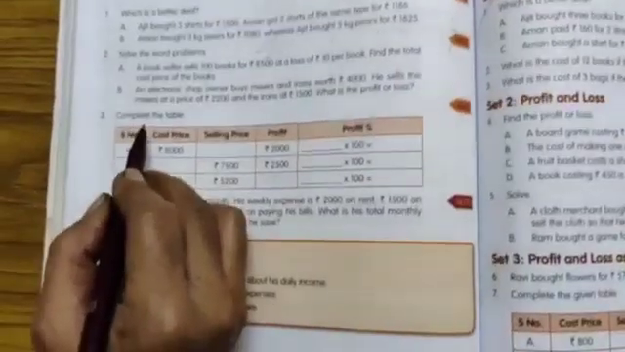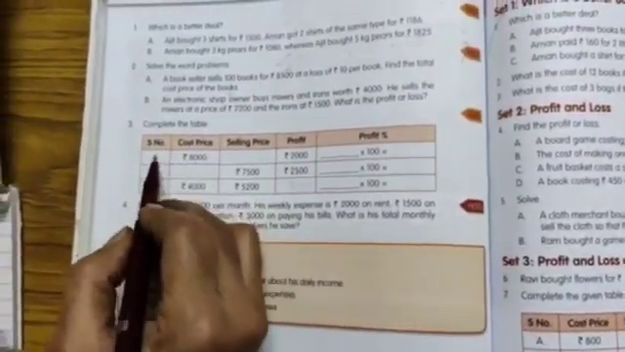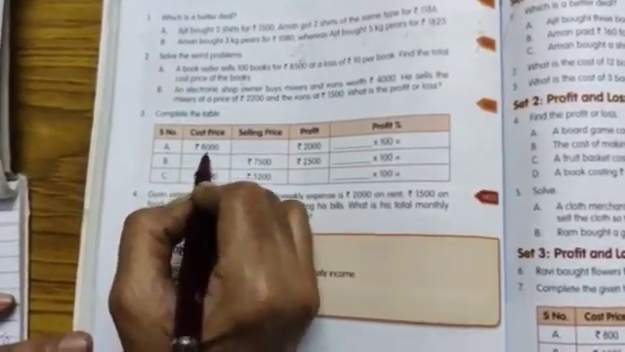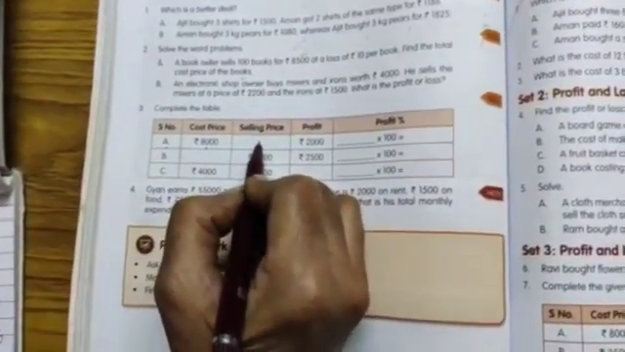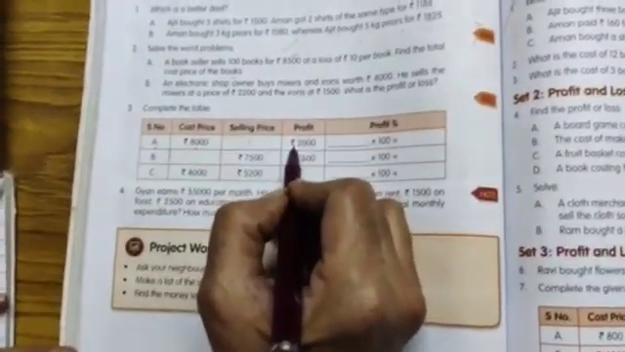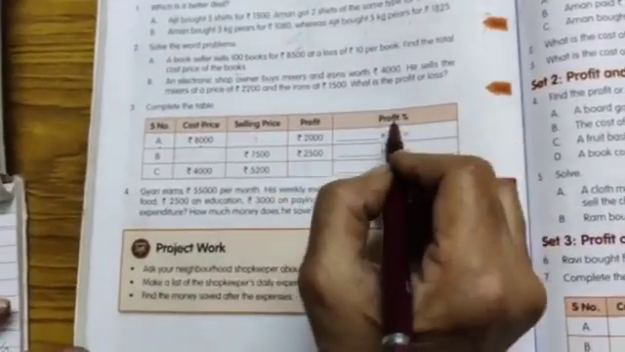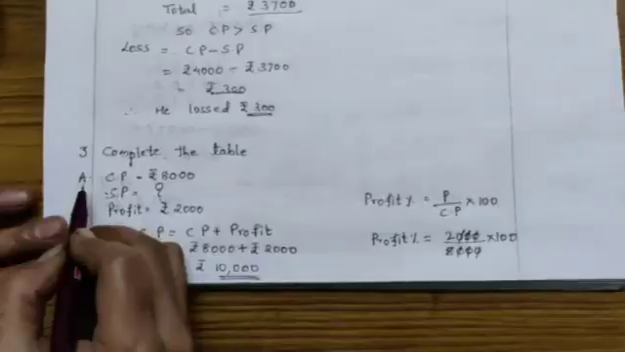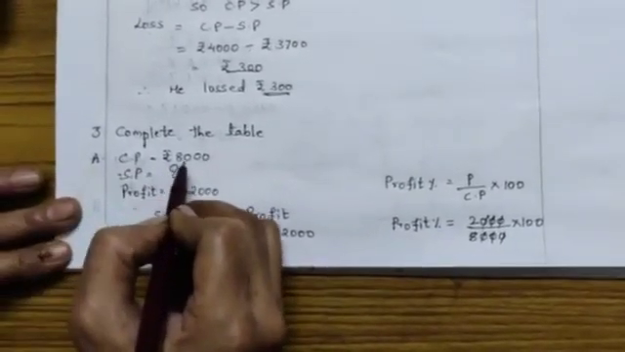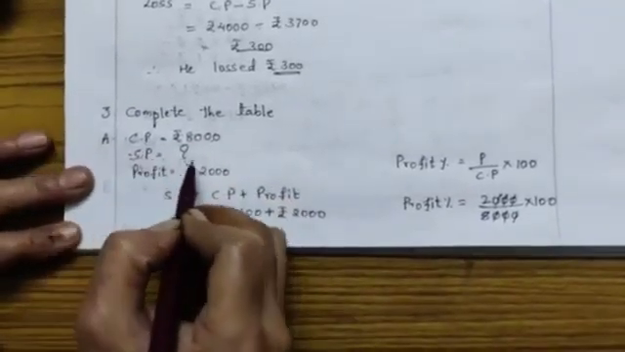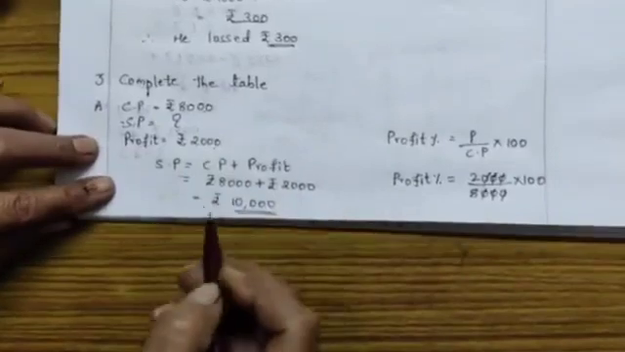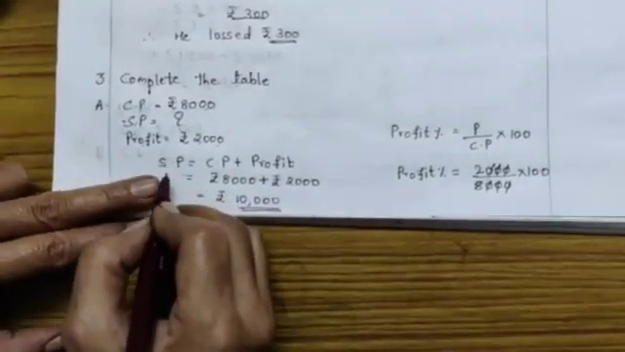Now third question, complete the table. First A bit. Cost price is rupees 8000. Selling price we have to find. Profit is rupees 2000. Profit percentage you have to find. Cost price is rupees 8000, selling price we don't know, profit is rupees 2000. So we have to find the selling price first.